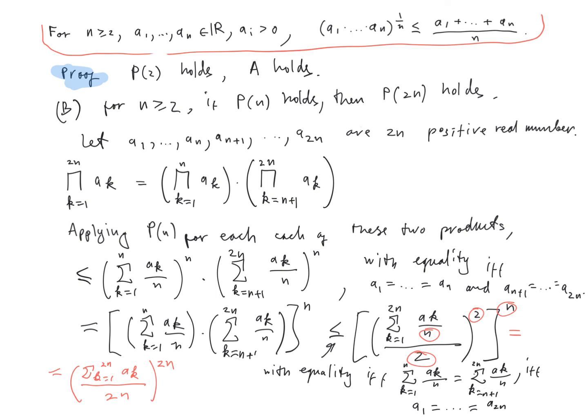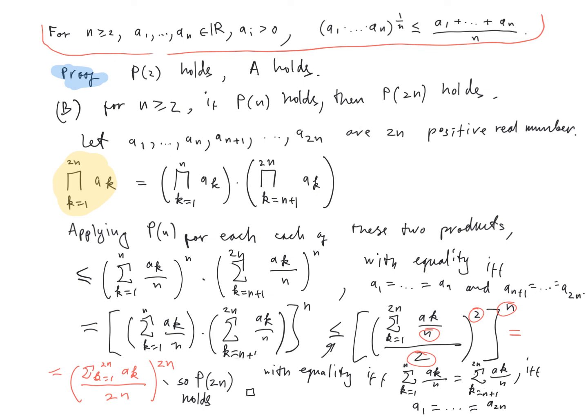Now what does it give us? So it gives us an upper estimate on this product here. So the product of the ak's, starting with k equals to 1 up to 2n. And the upper bound that we have obtained is of this form. And so note that this is precisely the arithmetic mean of these 2n natural numbers, a1 up to a2n, taken to the power 2n. So this is precisely the property P of 2n, as we wanted to prove.